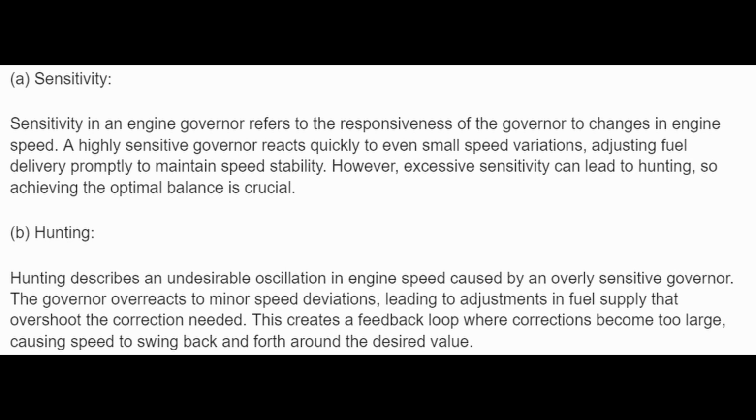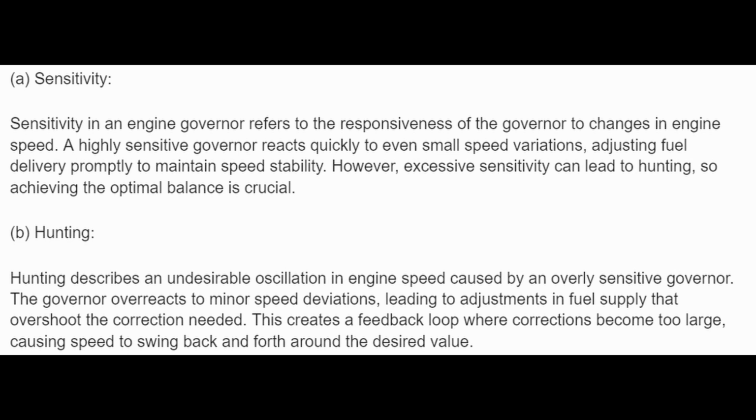A. Sensitivity. Sensitivity in an engine governor relates to the responsiveness of the governor to changes in engine speed. A highly sensitive governor reacts quickly to even small speed variations, adjusting fuel delivery promptly to maintain speed stability. However, excessive sensitivity can lead to hunting, so achieving the optimal balance is crucial.